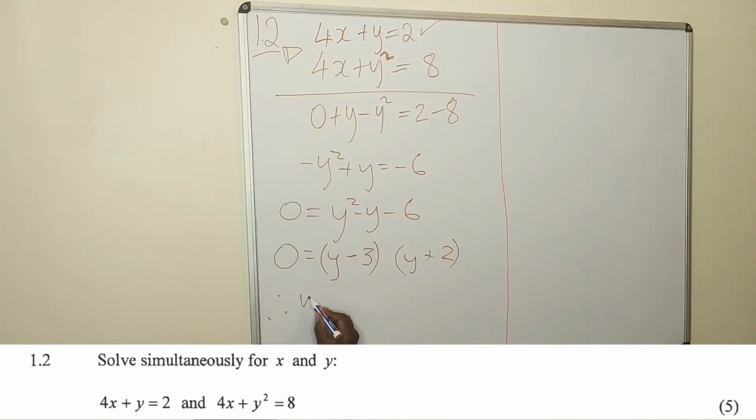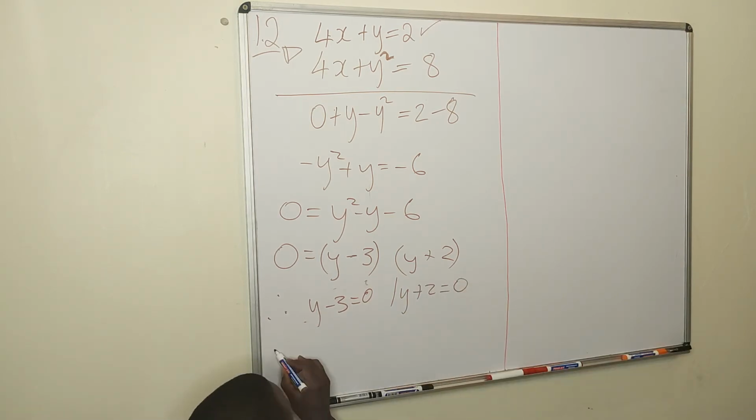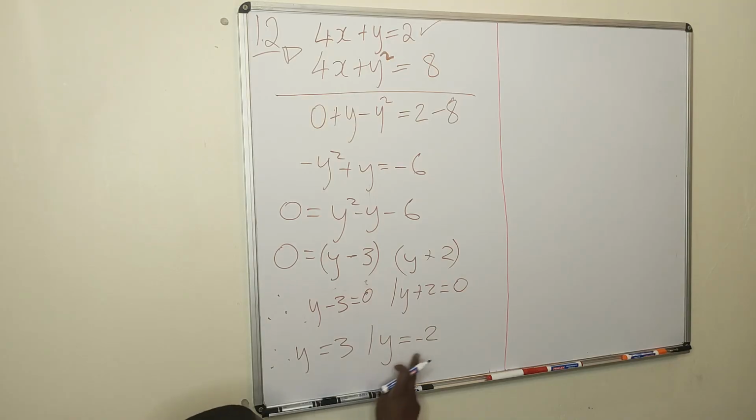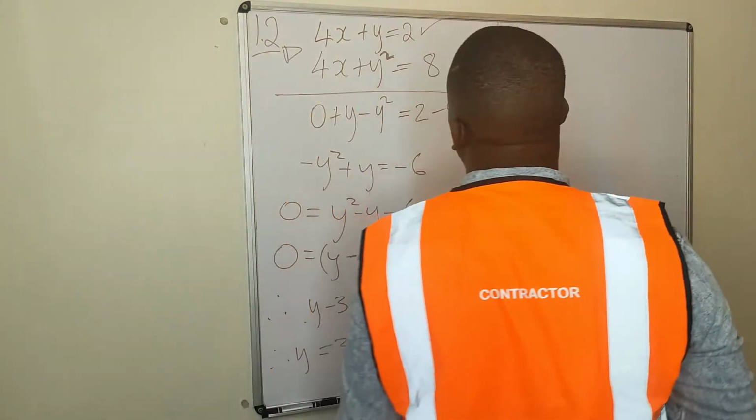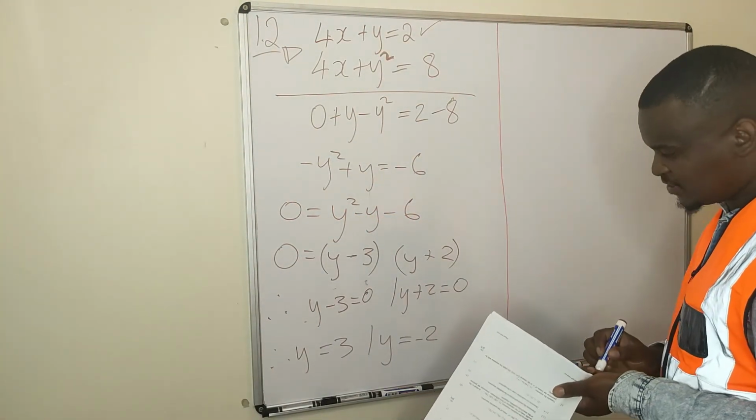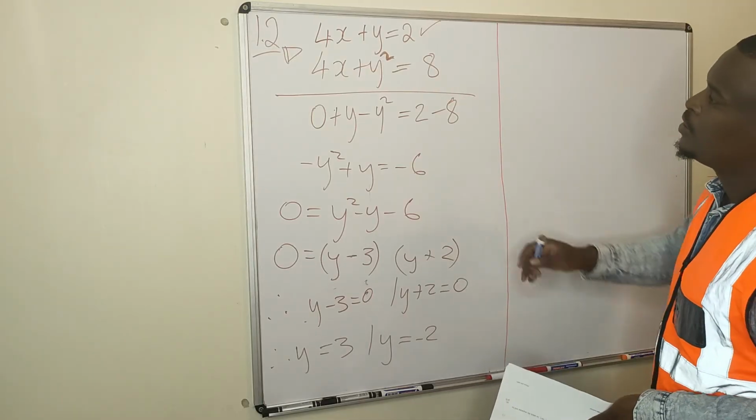You have two brackets multiplying each other and get 0. In order for this to happen, y minus 3 is 0, or y plus 2 is equal to 0. Therefore, y is equal to 3, or y is equal to minus 2. So, you have your y values. What you are left with now is finding the x values. How are you going to find them?